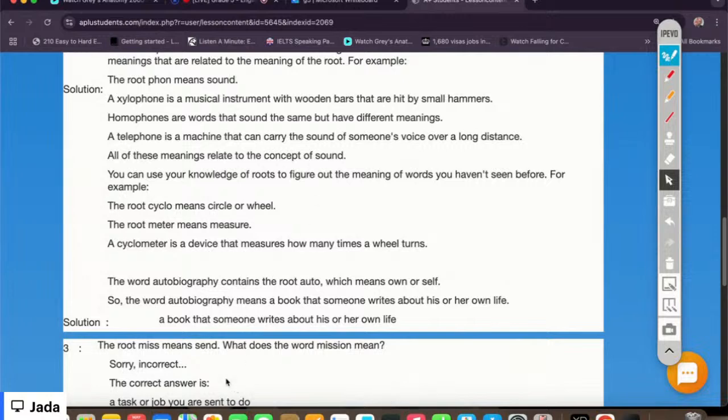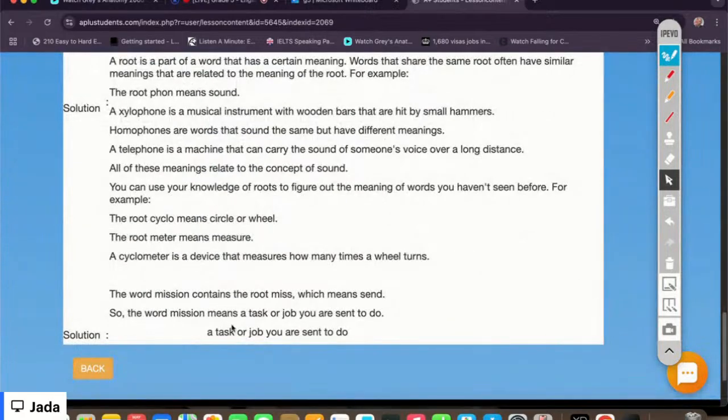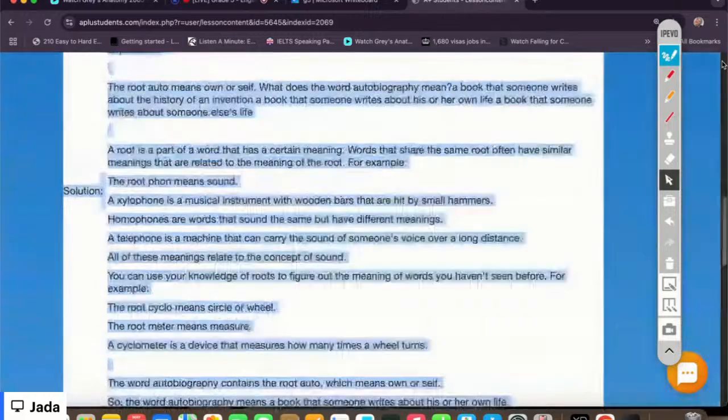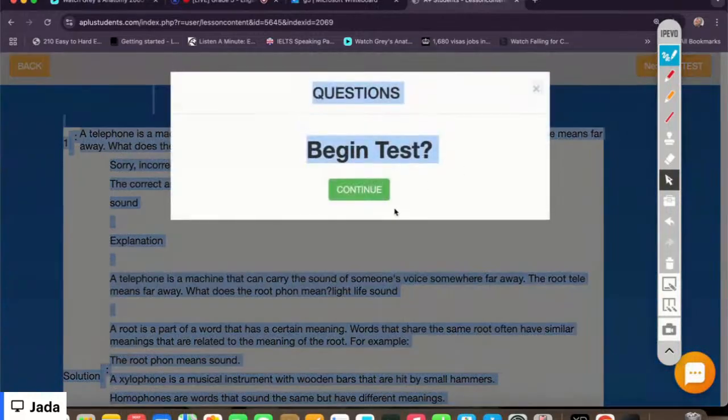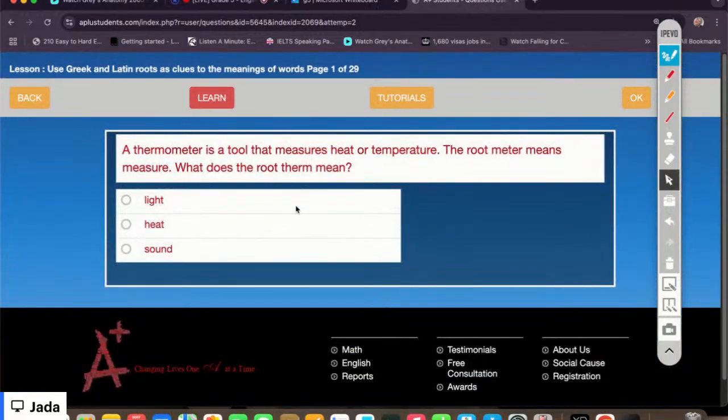Autobiography. Now the root miss means send. What does the word mission mean? A task or job you're sent to do. Okay, so miss. Alright, so we have this.